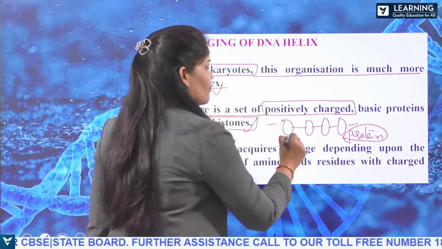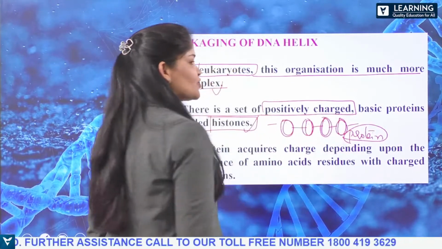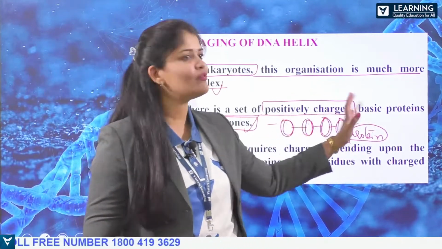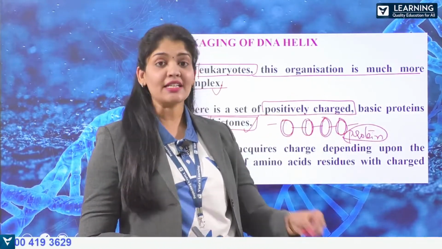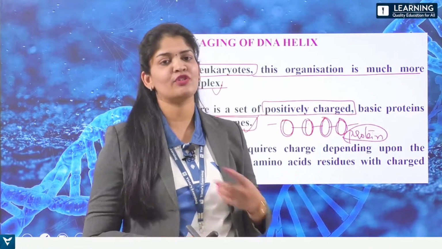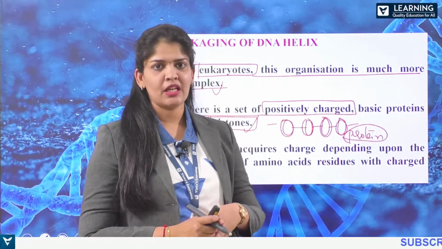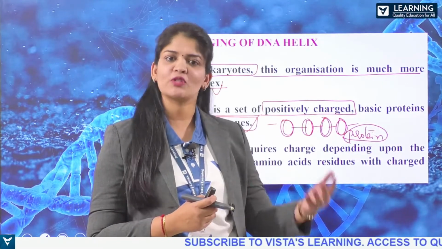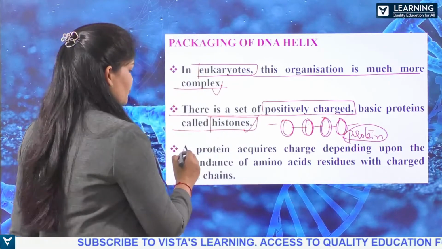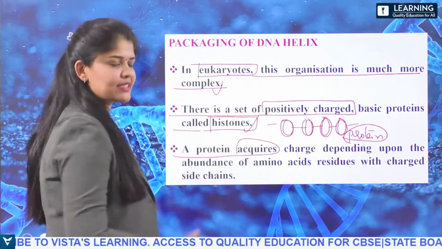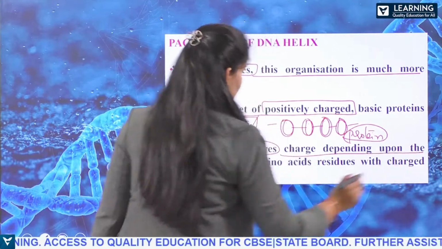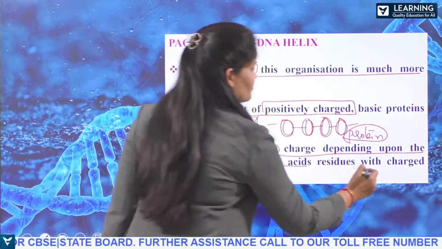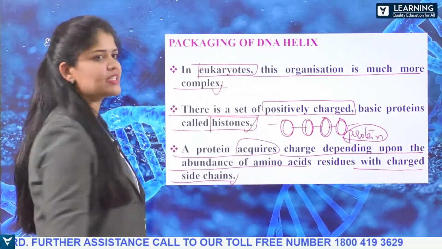If the basic amino acids which have a positive charge are present in the protein, then the protein will get the positive charge. That is the reason why lysine and arginine, which have a positive side chain, are involved in the formation of the histones, so the histone proteins have a positive charge. Proteins acquire charge depending upon the abundance of amino acids with charged side chains.